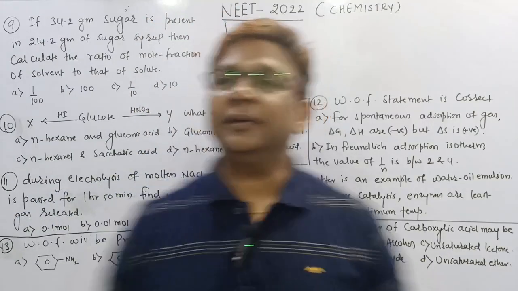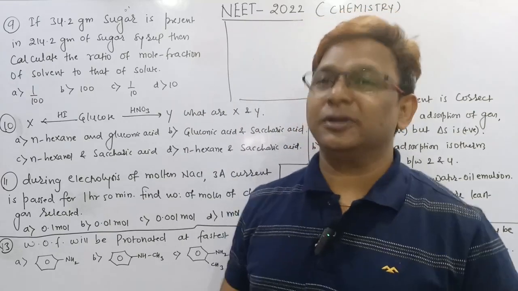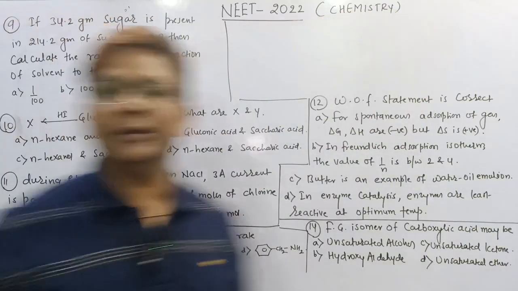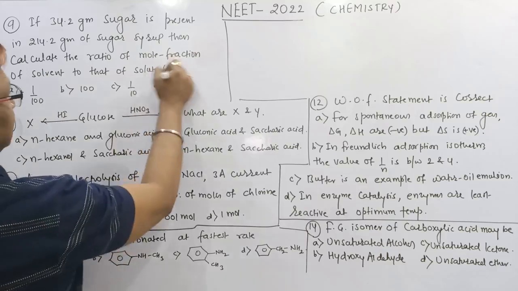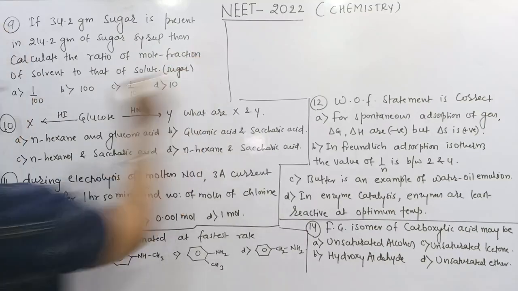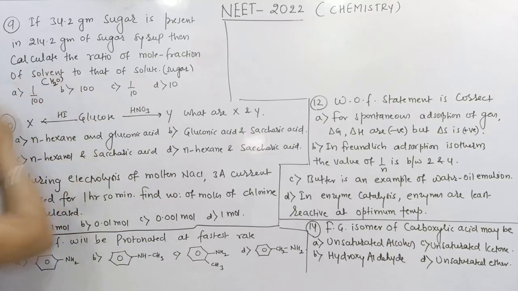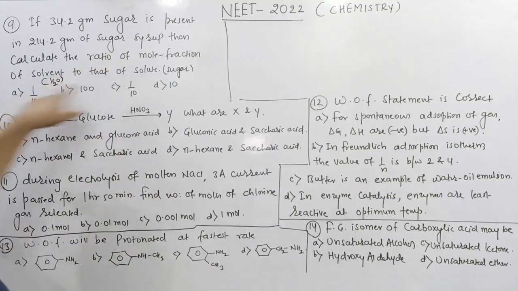Right, now listen here. These are the other questions, 9, 10, 11, 12, 13 and 14. But if you want to see, just see here: 34.2 gram of sugar is present in 214.2 gram of sugar syrup. That means it is an aqueous solution of sugar, so we have the weight of the solute and the weight of the solution. They're asking for the ratio of mole fraction of solvent and solute. The solute is the sugar and the solvent is the water.